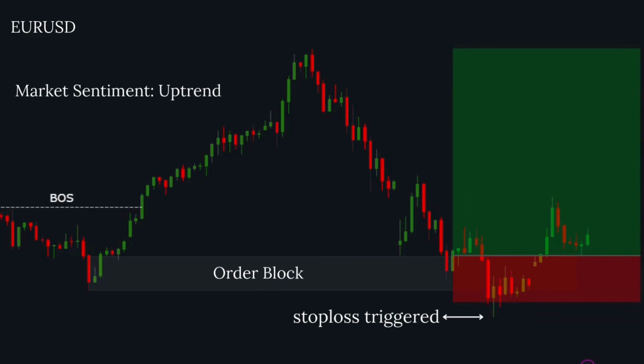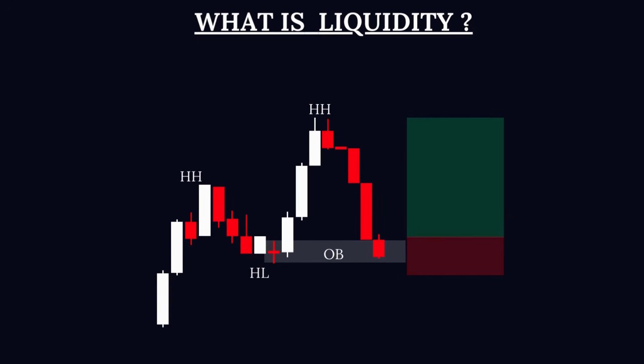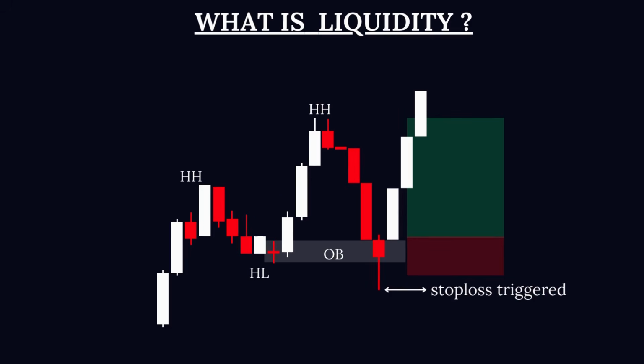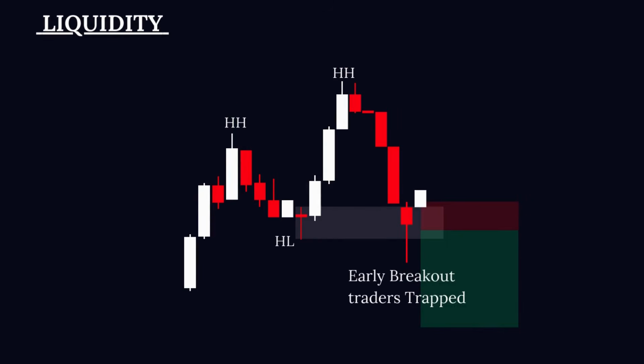But what is liquidity? Liquidity is the fuel of the market. A liquidity sweep occurs when price intentionally moves beyond a key level where traders are expecting entries, and in doing so, it triggers stop losses and fills institutional orders before reversing direction. Why does this happen? Because major players or smart money always want to buy low and sell high, so they intentionally push price beyond obvious zones, triggering stop losses of early buyers or sellers, and also triggering breakout traders to jump in before executing their large orders in the opposite direction.